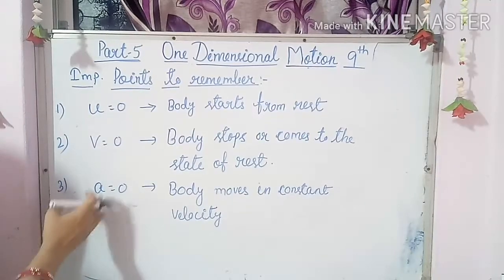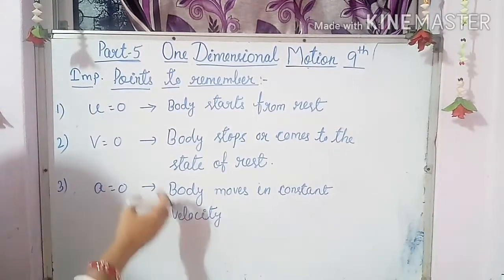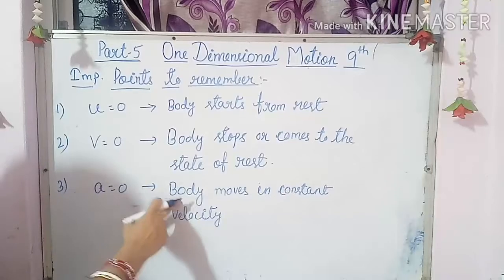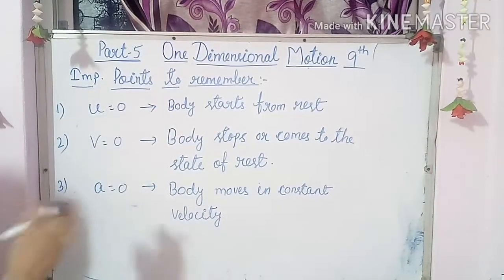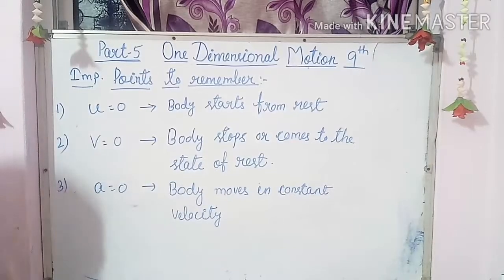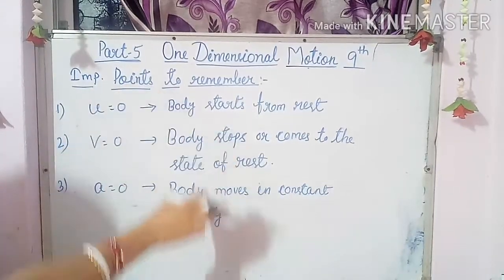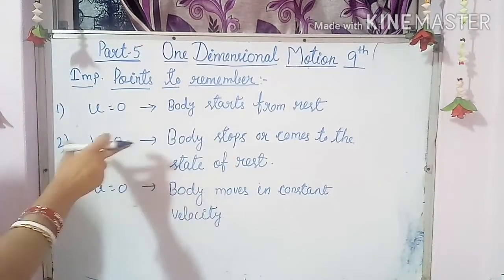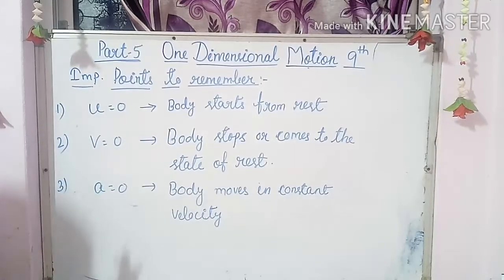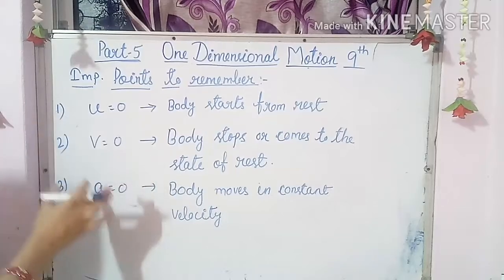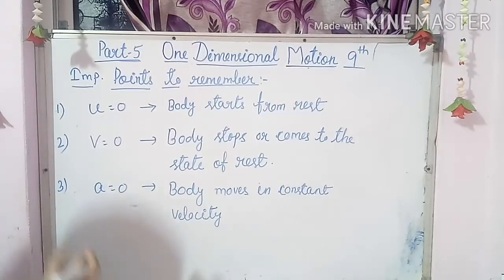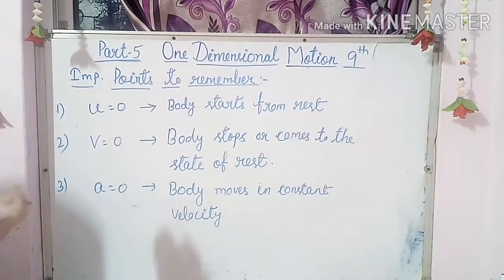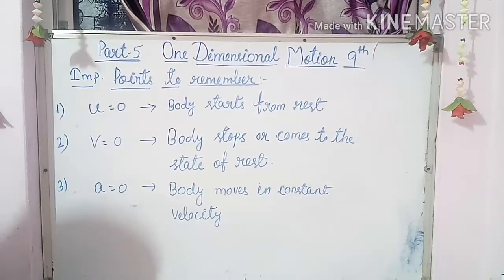Now where will you put A equal to 0? If the numerical says that body moves in constant velocity, at that time without hesitation you can put A equal to 0. So these are the keywords you have to remember to solve the numericals. So children, now I hope you understood all these things. You have to remember these keywords, and in the next part I will tell you all the numericals based on the equations of motion.